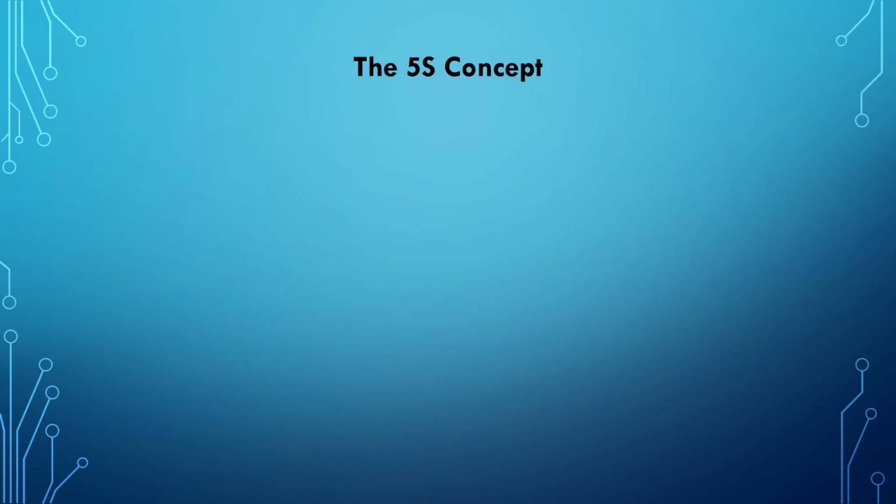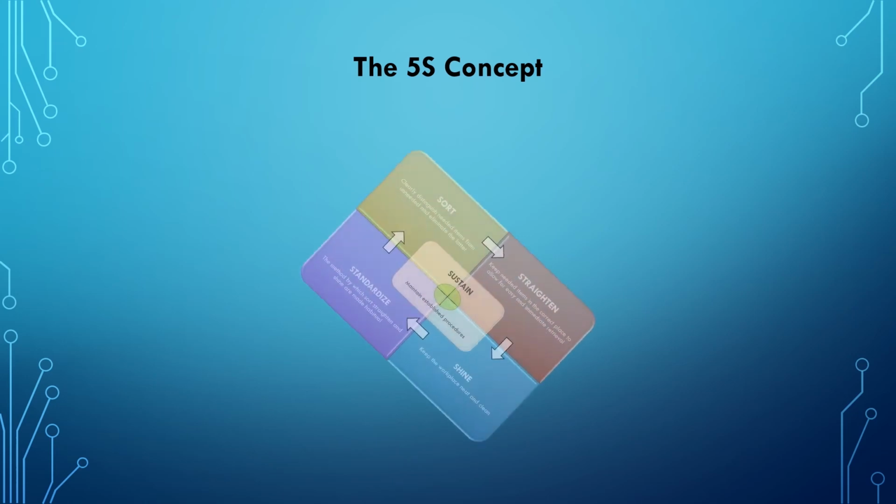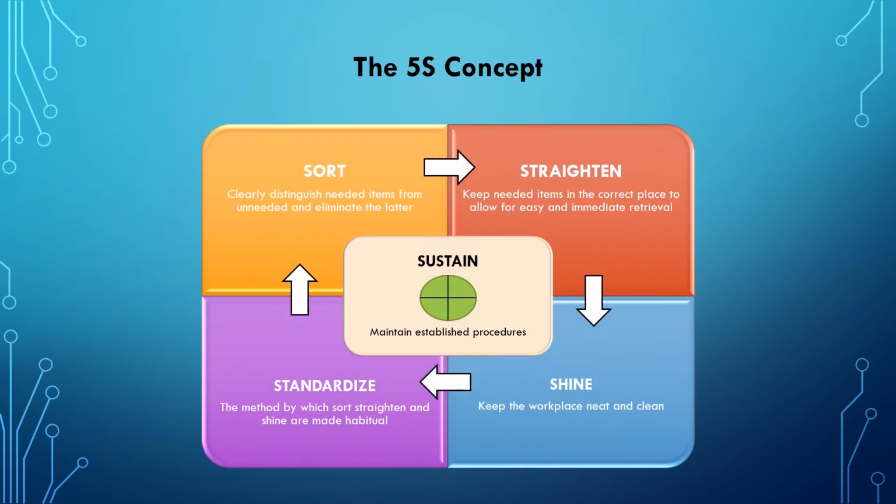The five concepts of S. Sort: clearly distinguish needed items from unneeded and eliminate the latter. Straighten: keep needed items in the correct place to allow for easy immediate retrieval. Shine: keep the workplace neat and clean. Standardize: the method by which sort, straighten, and shine are made habitual. Sustain: maintain established procedures.